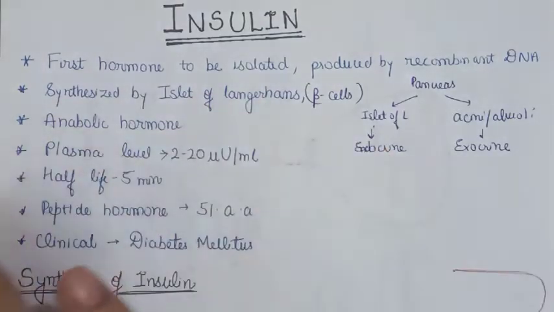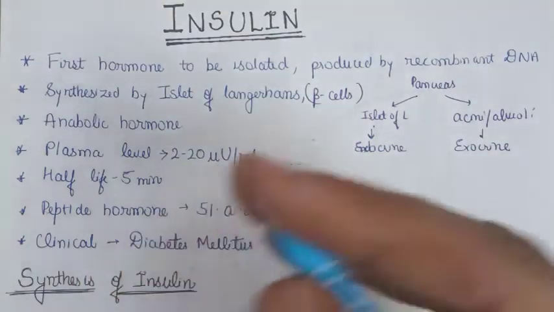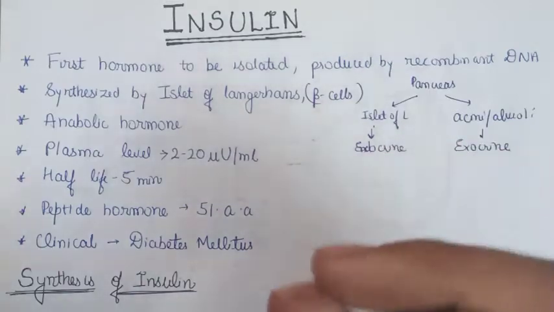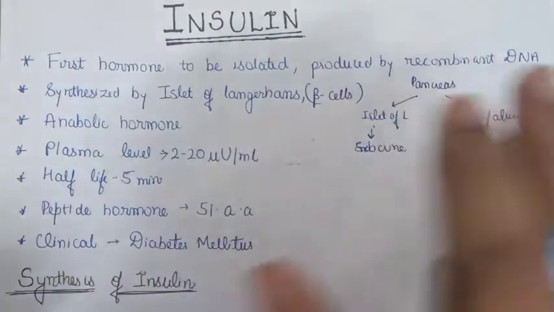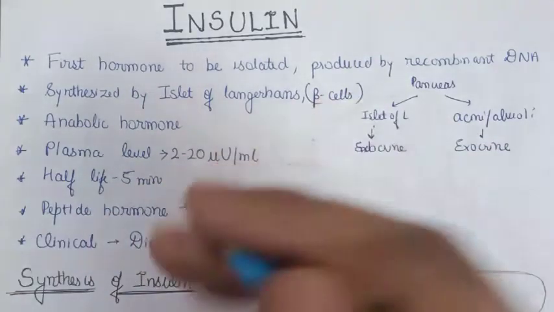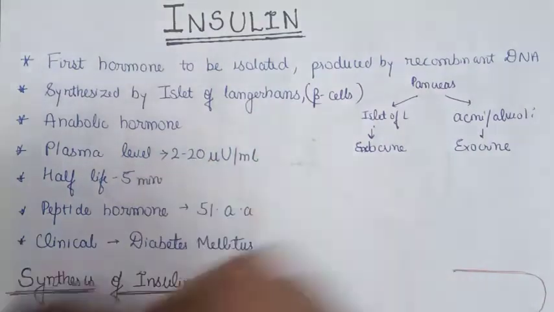Next point is related to biochemistry. That's what is the plasma level of insulin. So it is very important. In the clinical cases, we will be discussing why the plasma level of insulin is so important and when it fluctuates and what the normal range is. So the normal plasma level of insulin is 2 to 20 micro units per ml. So this you have to remember.